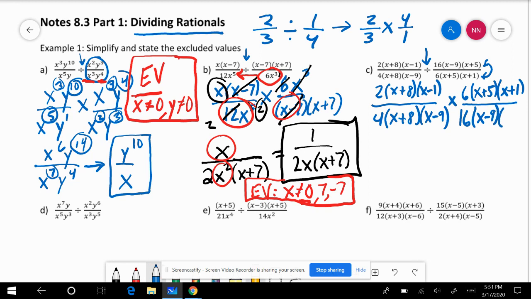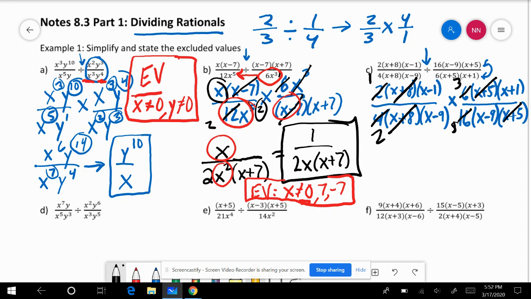Now, when we're looking at it, what we're trying to do is we're trying to see what is going to cancel. We have the x plus 8s. Those cancel. We have the x plus 5s. Those cancel. I was hoping the 9s would cancel, but they're on the same side. And if we're looking at the 1s, those are on the same side, but those are opposites, so we can't cancel them. We can cancel the numbers. This becomes a 1, this becomes a 2. This becomes a 3. This right here becomes an 8.